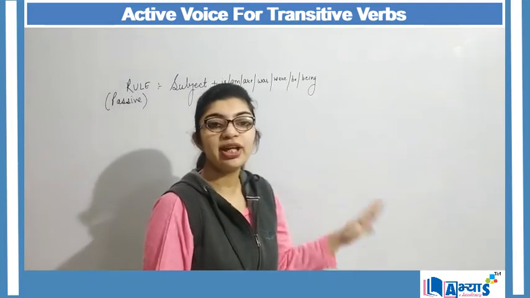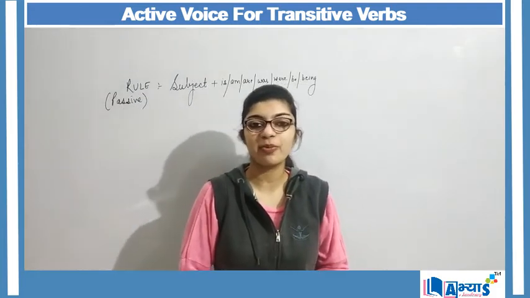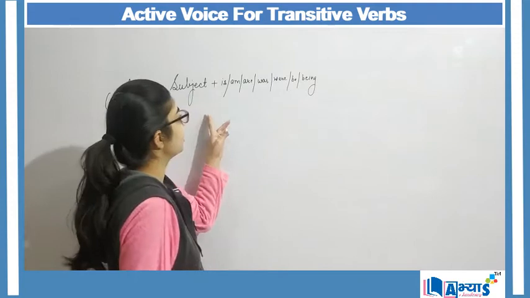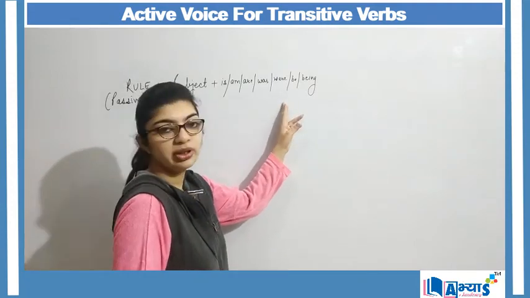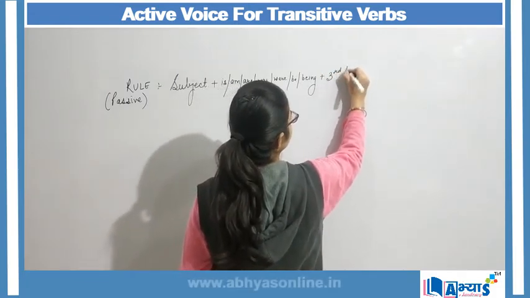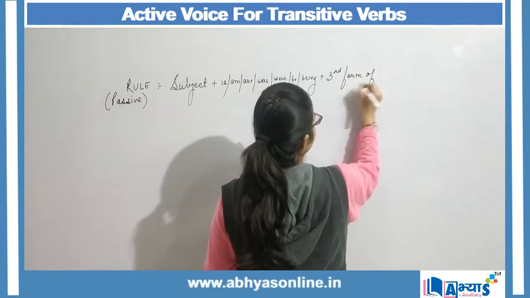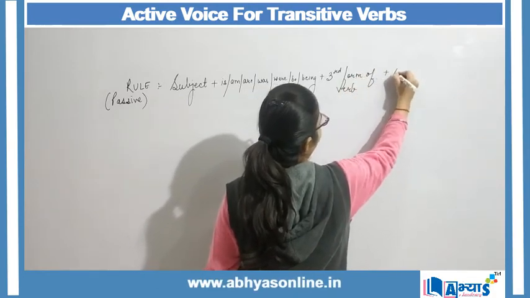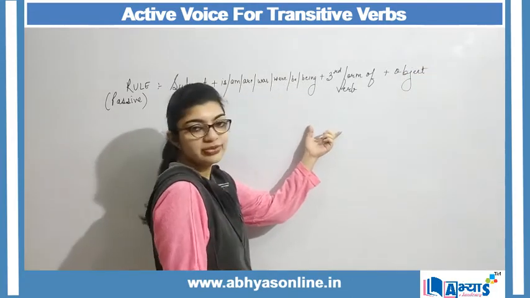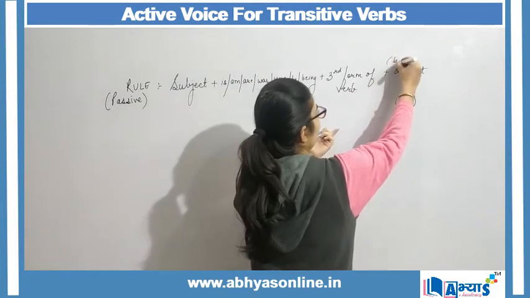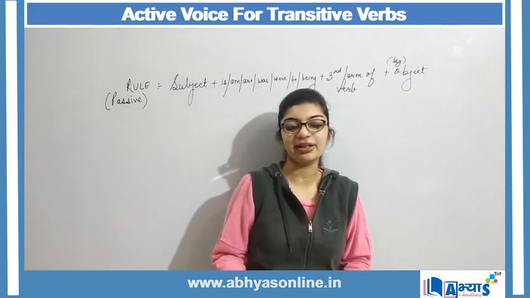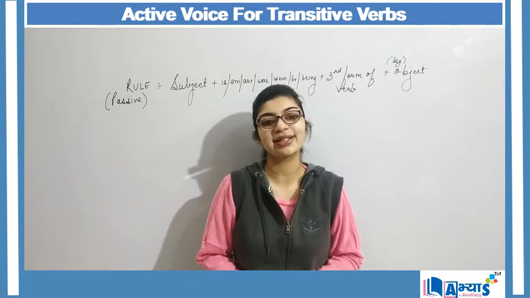Remember that whenever we are using transitive verb in passive voice, then our helping verbs or the auxiliary verbs will be either is, am, are, or was, or were, or be, or being, plus the third form of verb and followed by an object. Or before object, we can also add by, because by is always used to represent a passive voice. If there is by in our sentence, then we are almost sure that the sentence is in passive form.